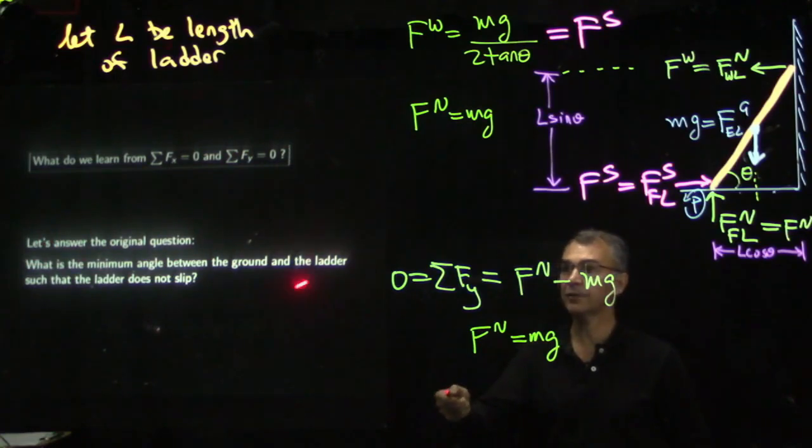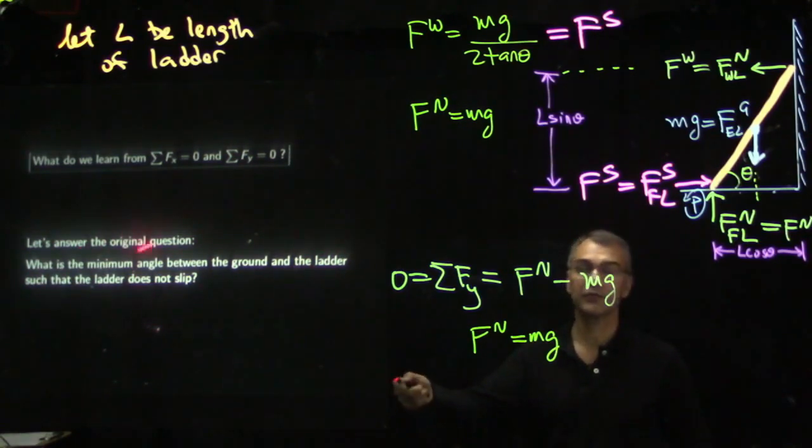Now let's go back to the original question. What is the minimum angle between the ground and the ladder such that the ladder does not slip? Well, to know that, we have to work out the static friction force and compare it with the maximum allowed value for the static friction force. The ladder will slip when static friction gives out.